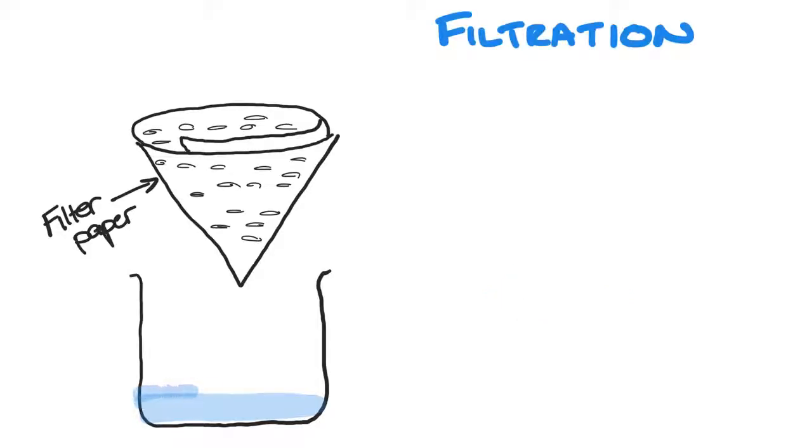Filtration is based on particle sizes of the various components of your mixture and the pore size of the filter paper. In this example of black and blue particles, the blue ones are much smaller and are able to pass through in comparison to the black ones. Whatever does make it through is known as our filtrate.